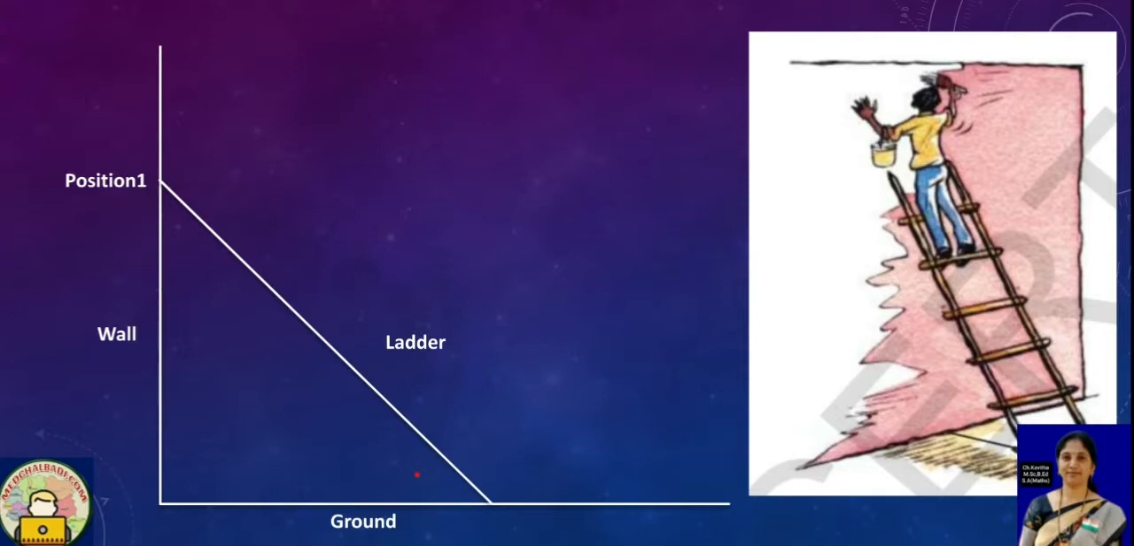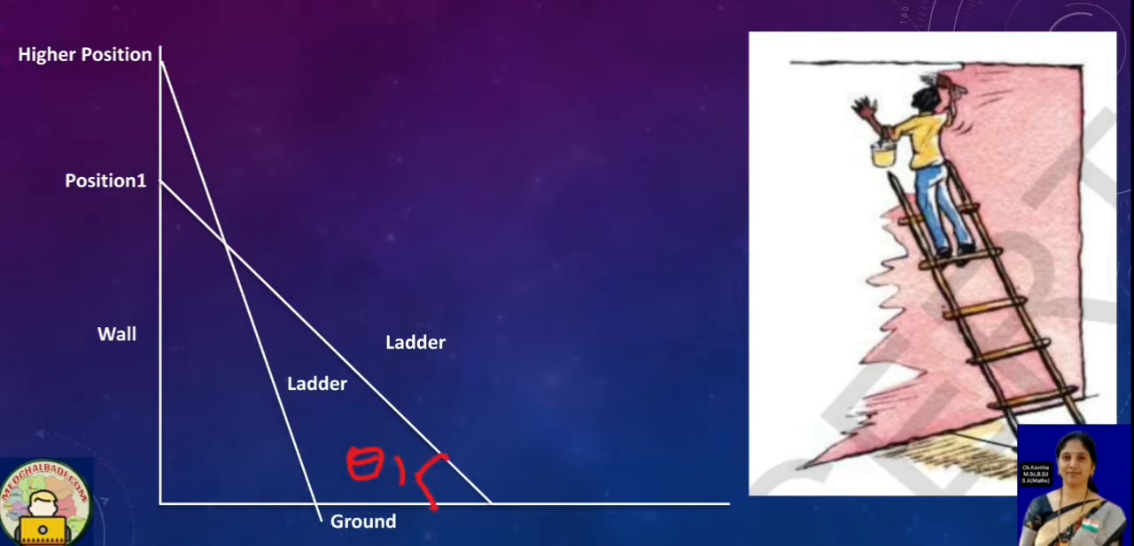Now, he wants to paint at a higher position. Then, with the same ladder, how can he reach the higher position? He has to place the ladder differently to reach the higher position. Then he changed the ladder position like this. Okay.